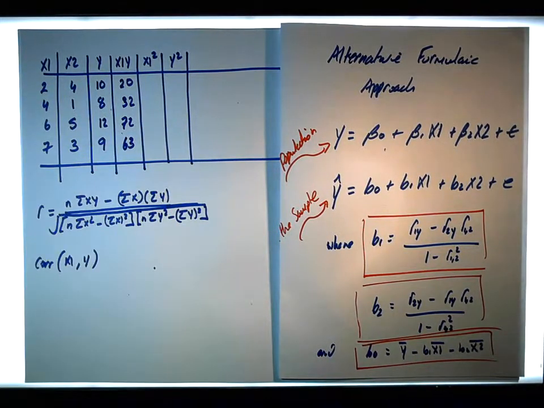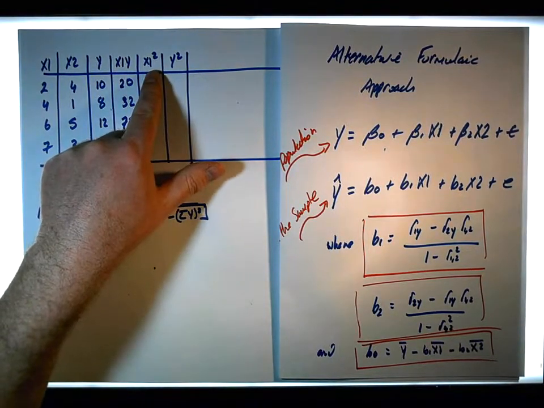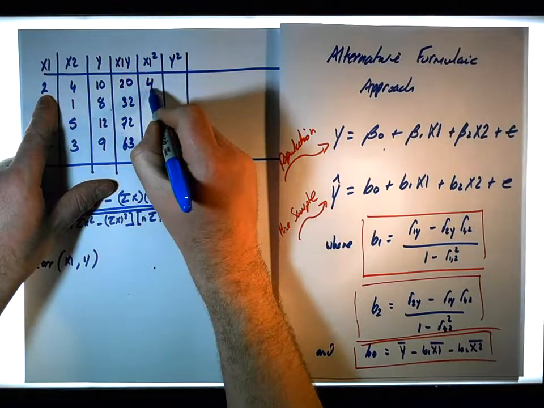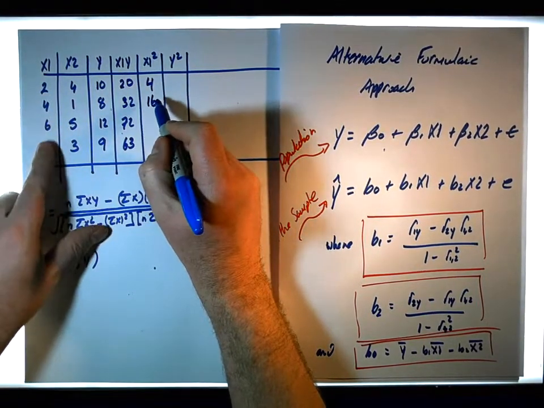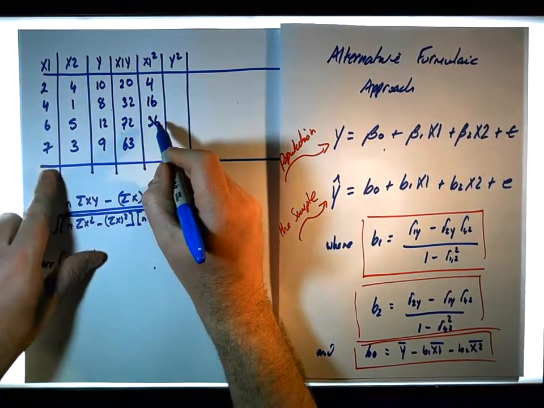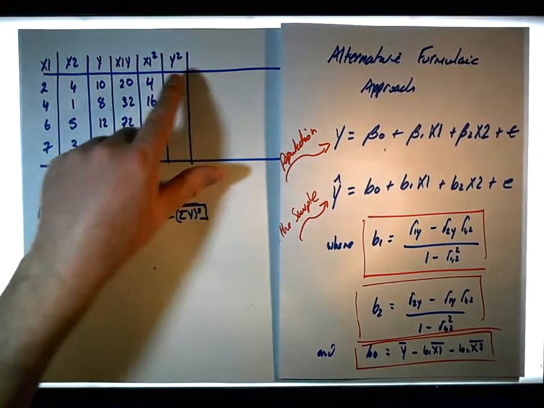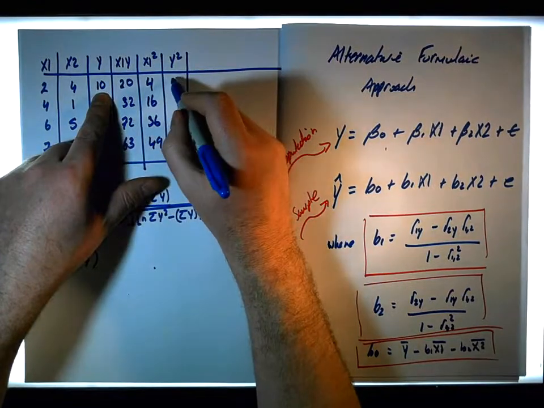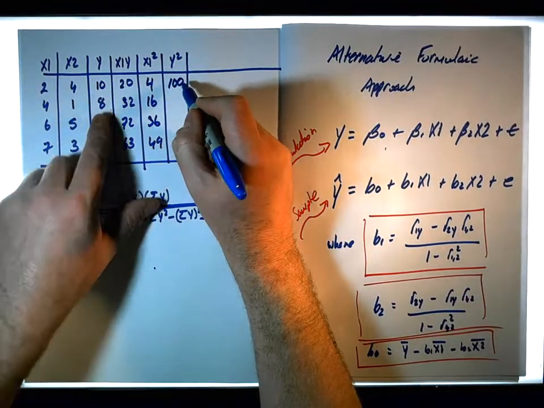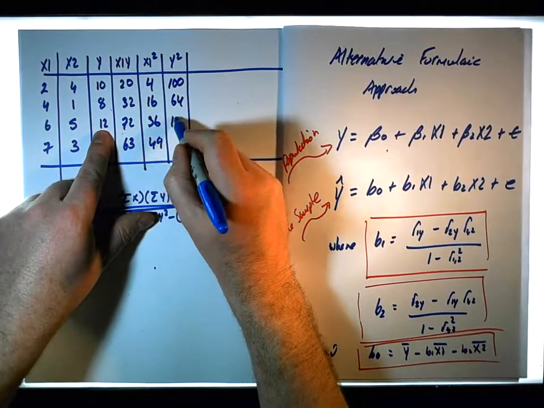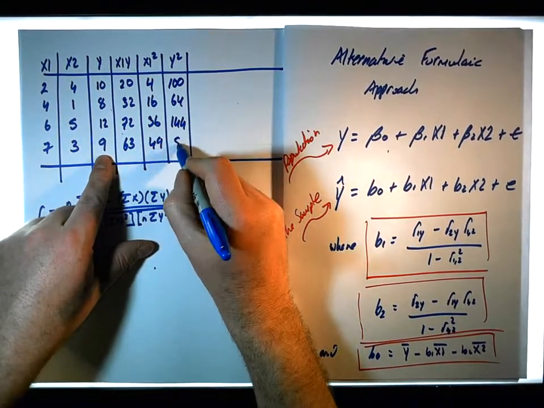Then what we need to calculate is x1 squared. So x1 is 2, so its square is 4. When it's 4, it's 16. When it's 6, it's 36. When it's 7, it's 49. And then finally, the y squared values. Well, y is 10, the square is 100. When it's 8, it's 64. When it's 12, it's 144. And when it's 9, it's 81.